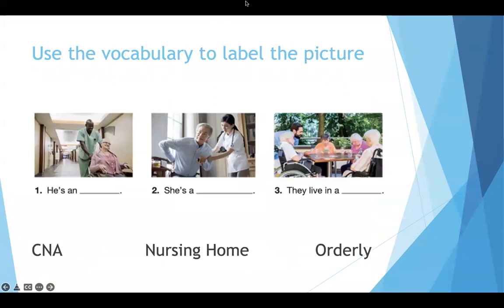All right, we have 3 more words. These are people that work in a hospital. So picture 1 is a man who transports patients, so he moves them between rooms. Do you know what job this is? This is an orderly. So we would say he's an orderly.